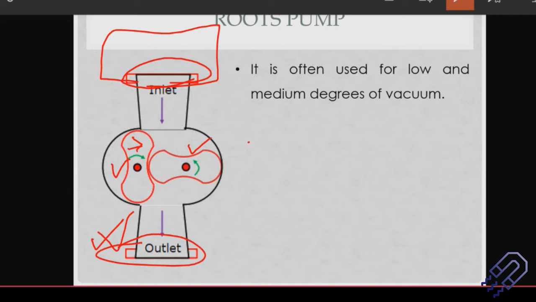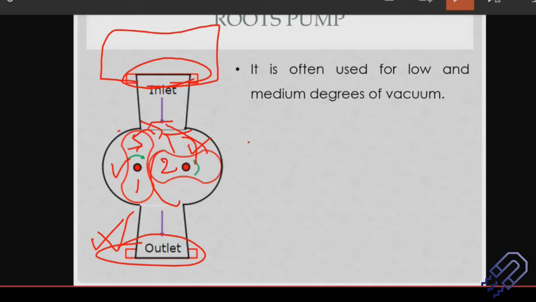See, these are called lobes. Okay, this is one, this is two. So if this rotates, these are smoothly connected to this. If this starts rotating, this will start rotating in the other direction. As a result, this continuous rotation will take some air from here, and then this part will push the air from the other end to the outlet.